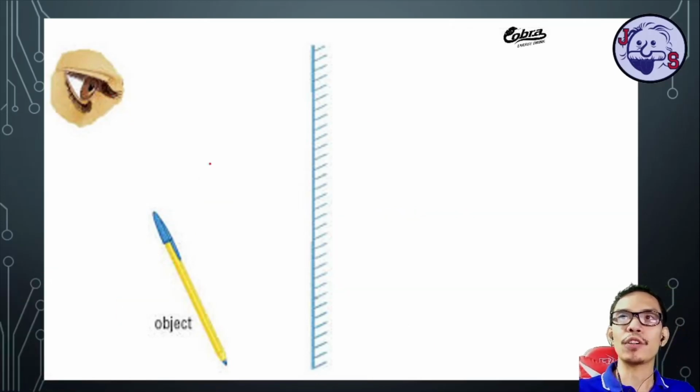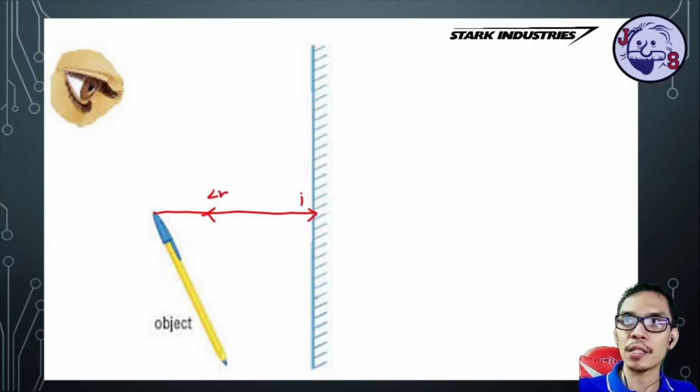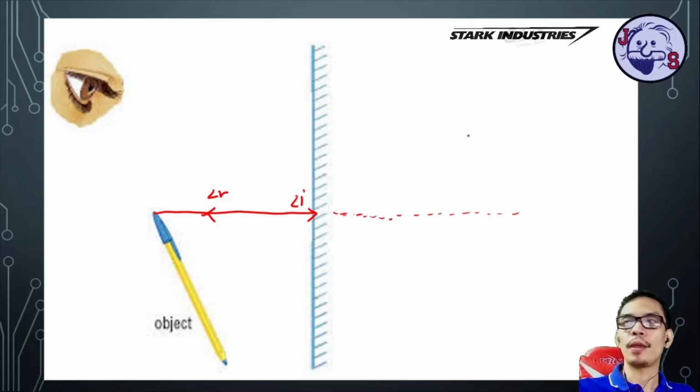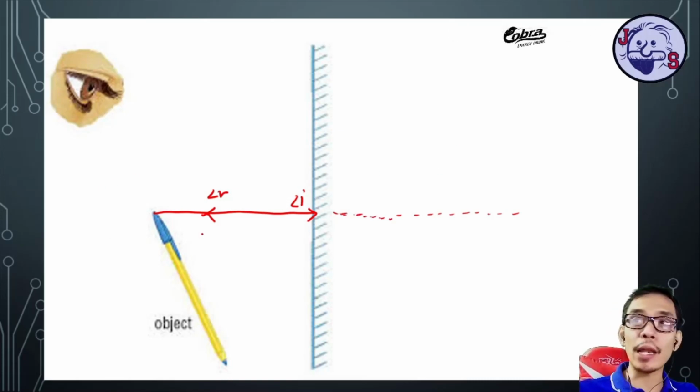Okay, so the first one is a line perpendicular to the flat mirror, and also the reflected ray over here. This is the incident ray. There you go.